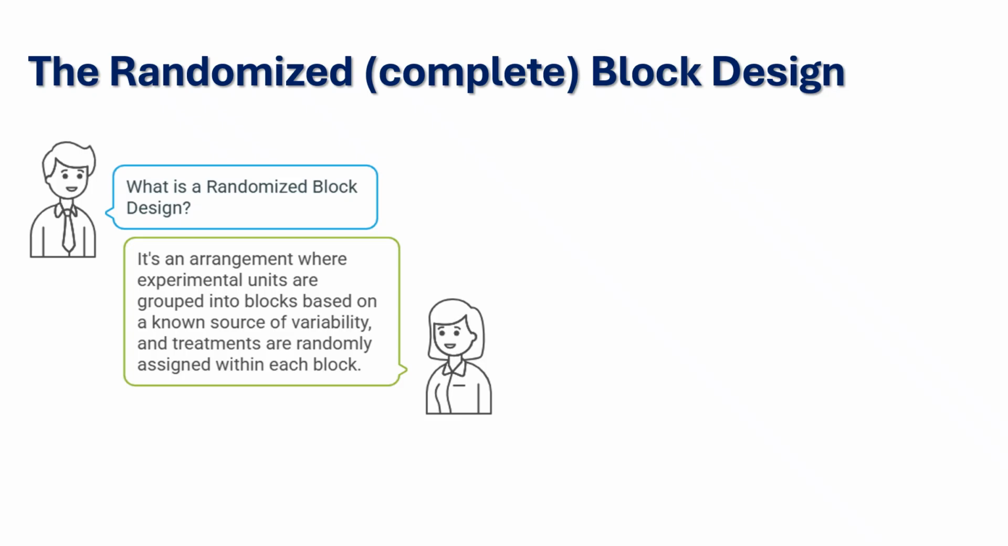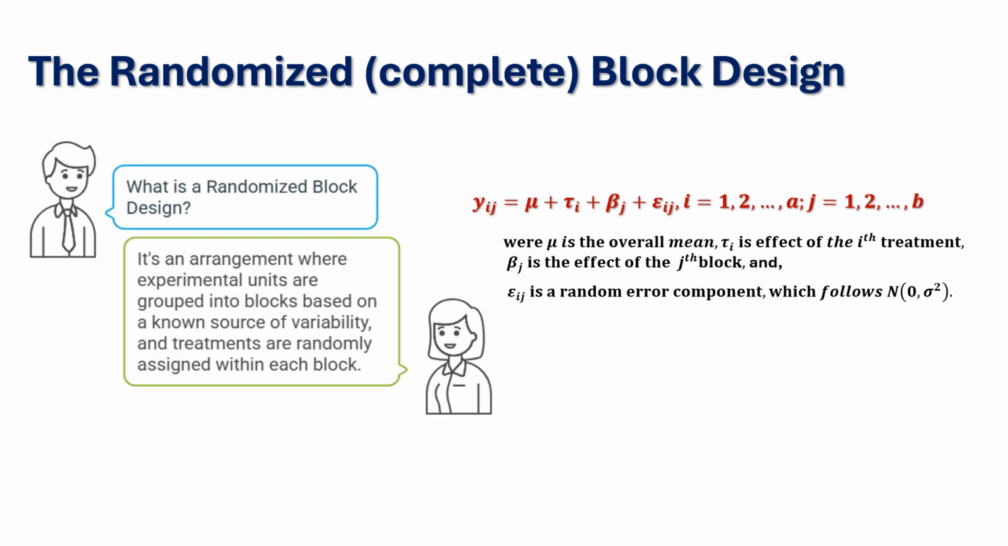So what is a randomized block design? It's an arrangement where experimental units are grouped into blocks based on a known source of variability, and treatments are randomly assigned within each block. So you have two ways of variation which is impacting the output. So one is due to treatment, another is due to blocks. Okay, and the model will be y_ij is equal to mu plus tau_i plus beta_j plus epsilon_ij.